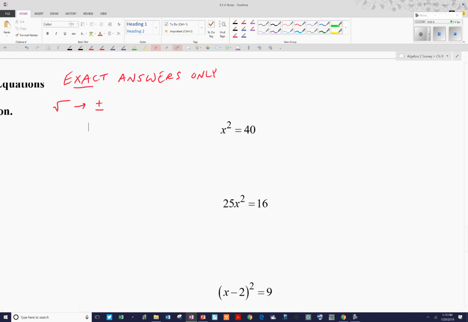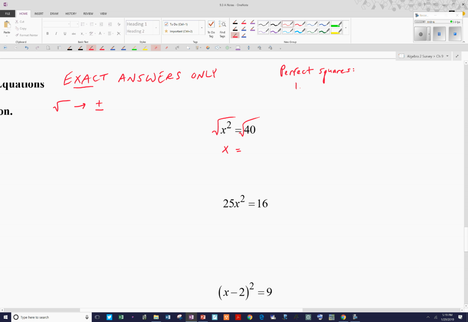The next problem over here, x squared equals 40. This x squared is all by itself, so we're ready to take the square root right now. Now, 40 is not a perfect square. Perfect squares, it's not a bad idea to have this somewhere as well, because we're going to be using these a lot on this sheet.